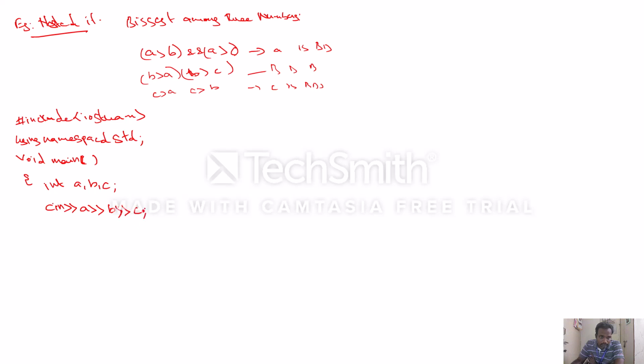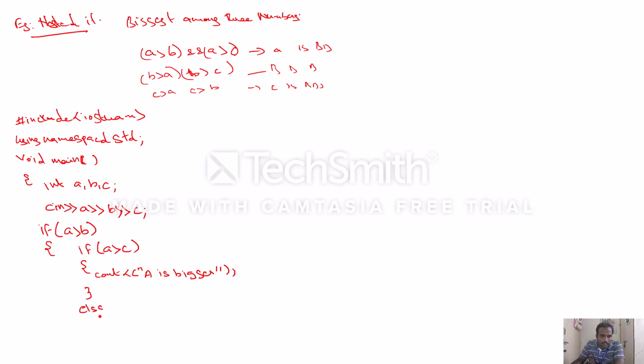By using the cascading operation, I'm getting all the inputs in a single line, and after that I'm going to find out my logic. Okay, first I'm going to use the nested if concept, right? First I'm going to check A greater than B. If the condition is true, again I'm going to check another condition, A greater than C. If the condition is true, obviously A greater than B as well as A greater than C means A is bigger.